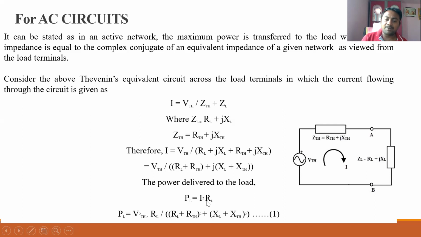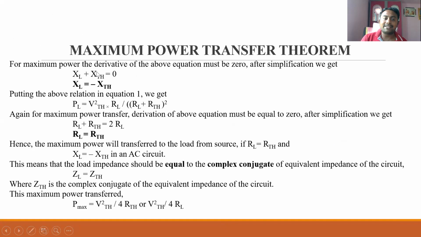We know that the power absorbed is IL square into RL. So we get this. I differentiate the equation with respect to XL and equate to 0. We get the condition as XL equals minus XTH. If I substitute this in the maximum power equation, we get VTH square into RL by RL plus RTH square. Similarly, to achieve the maximum power, differentiating the power equation, equation 1, with respect to RL and equating to 0, we get the condition as RL equals RTH.